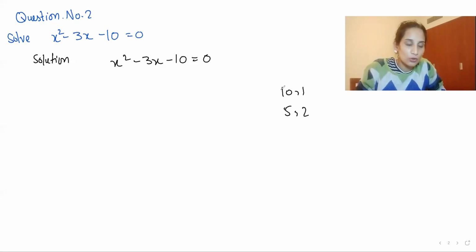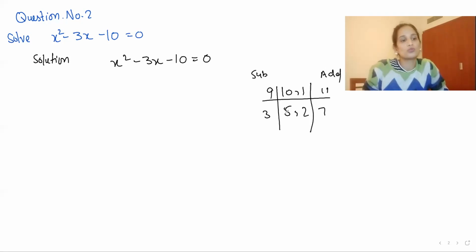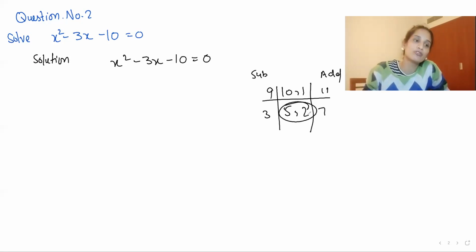If we add 10 and 1, we get 11, and when we subtract, we get 9. 5 and 2, when we add them, we get 7, and when we subtract them, we get 3. So this is the pair of factors that we will use to expand this equation, because 5 twos are 10, and when they are subtracted, we get 3.